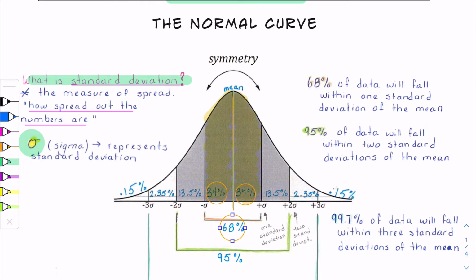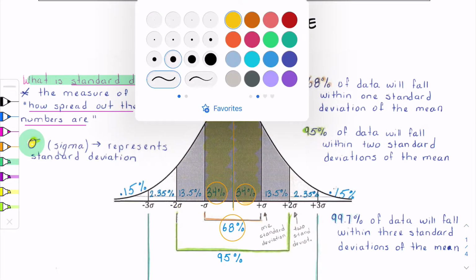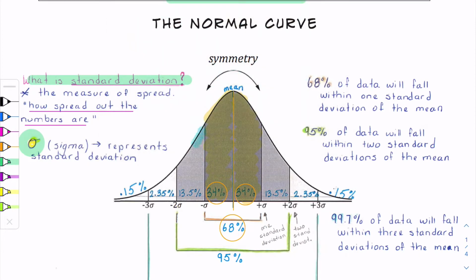Next, we're going to look at the two columns out from the mean, or two columns out from that center. And here we're looking at these two columns, which each represent 13.5% of the data. So 13.5 plus 34 plus 34 plus 13.5 is going to give you 95% of the data is within two standard deviations of the mean.